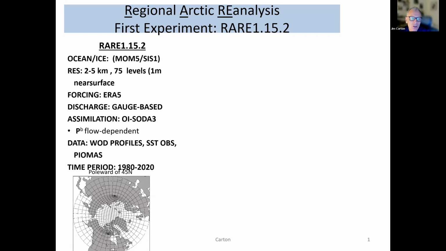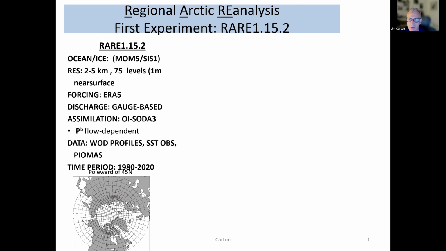But anyway, RARE is what you might call a conventional ocean reanalysis. The ocean model is MOM5 with SIS version 1 sea ice. It's got relatively fine horizontal resolution, between 2 and 5 kilometers, about 2.5 kilometers at Fram Strait. It's got 75 vertical levels, so it's 1 meter resolution near surface, and then it telescopes towards the deep ocean. Surface forcing is from ERA5. River discharge is a gauge-based data set that we put together.